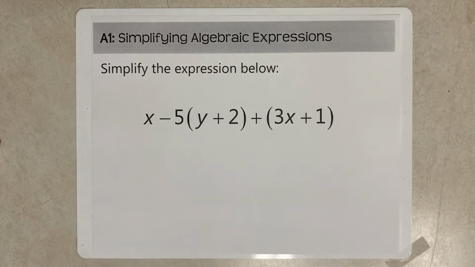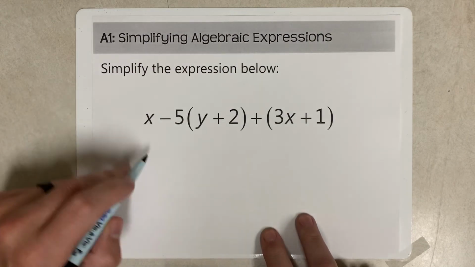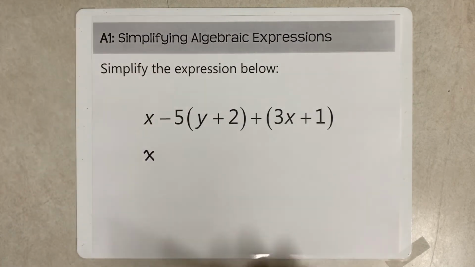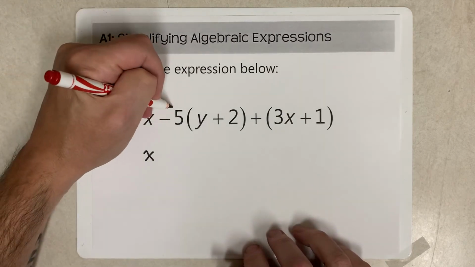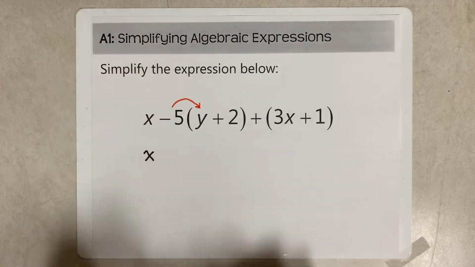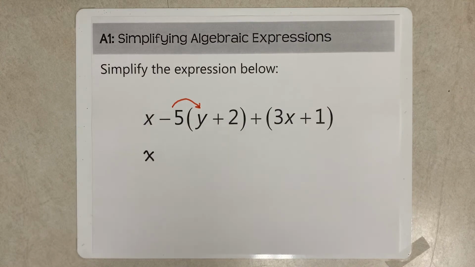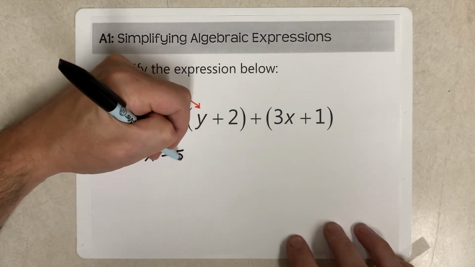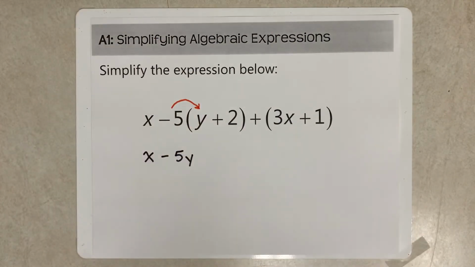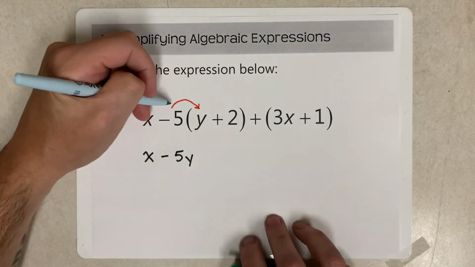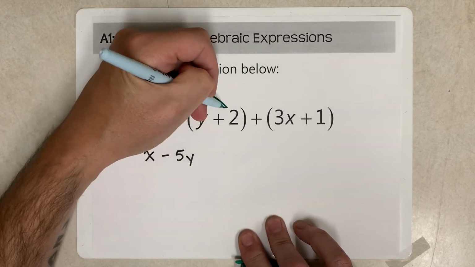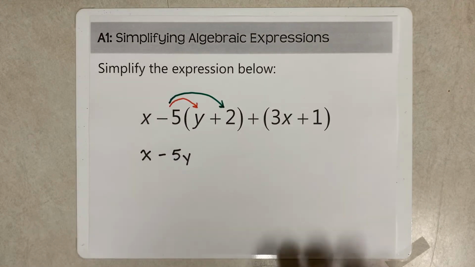All right. So now let's talk about this one. Okay, so we got a couple of parentheses going on here. We've got, first of all, this x out front, and we can just drop that down because nothing's happening with it. But there is right here. So that negative 5 times y will be a minus 5y. Then we have a negative 5 again times 2. So that's going to give me negative 10.